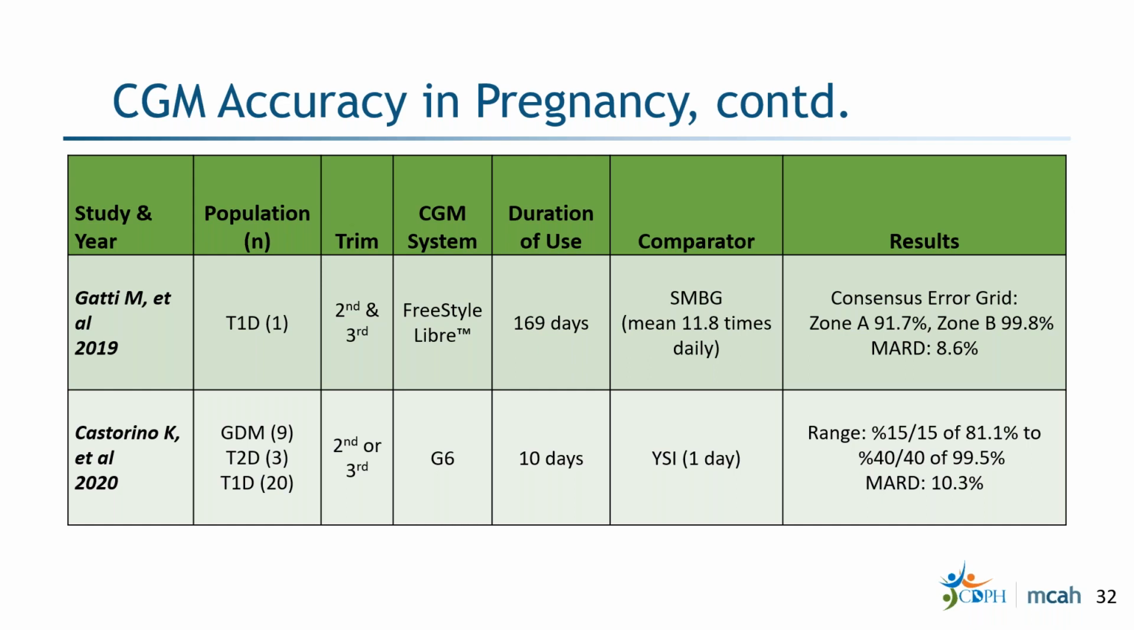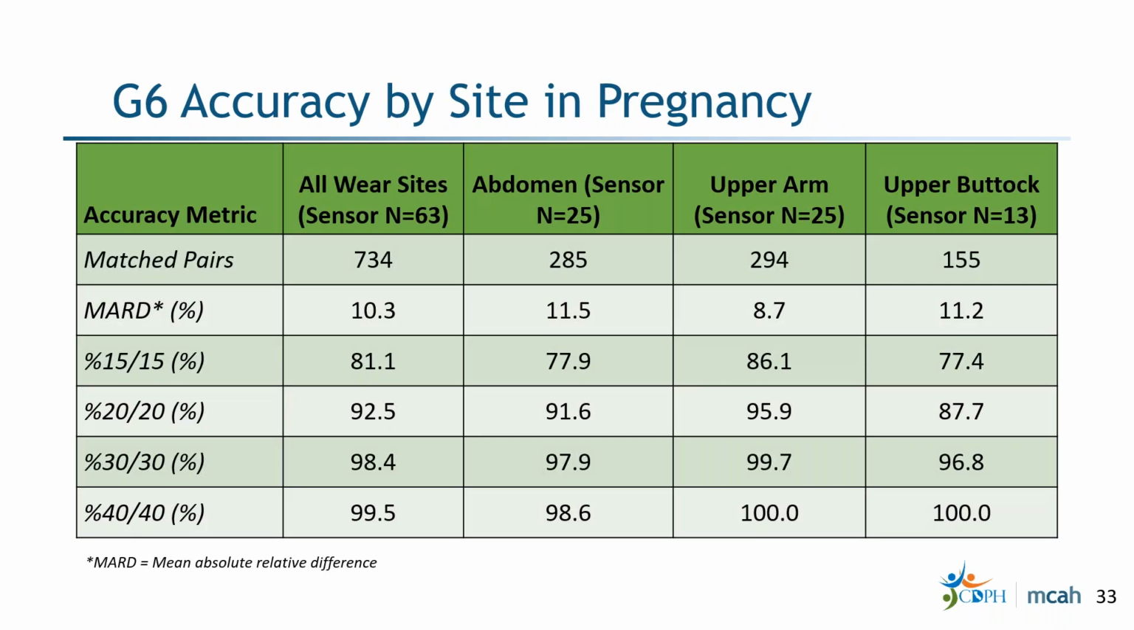And then the Castorino trial, which was done more recently in 2020, comparing the Dexcom G6 to actually venous lab draws. So this was not directly to SMBG, which we know itself can have its own errors. And this showed that 81% of the readings were within 15 points or within 15%, and the overall MARD was 10.3%.